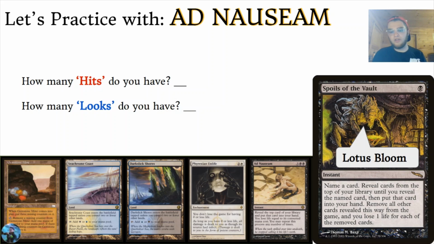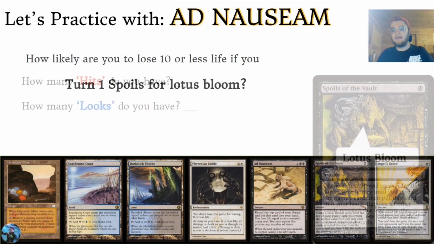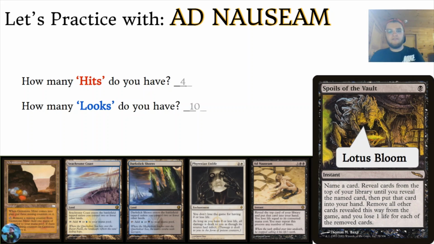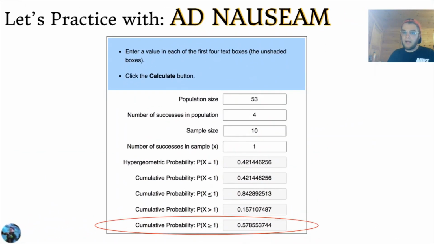Well, if you remember in the question we asked, losing 10 life, right? 10 or less life, that's correct. So that means we have a total of 10 looks and 4 hits. Entering that into our calculator, we can see population size 53, number of successes 4, sample size 10, number of successes in sample 1. That means we have a 57.85% chance to get Lotus Bloom into play on turn 1 with only losing 10 or less life.